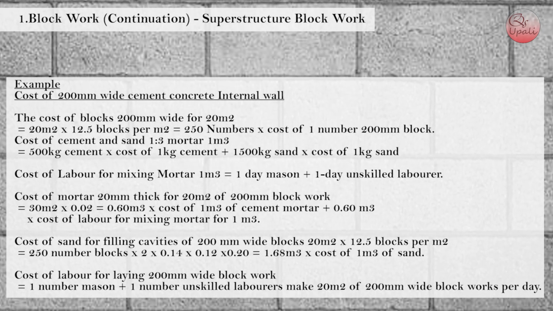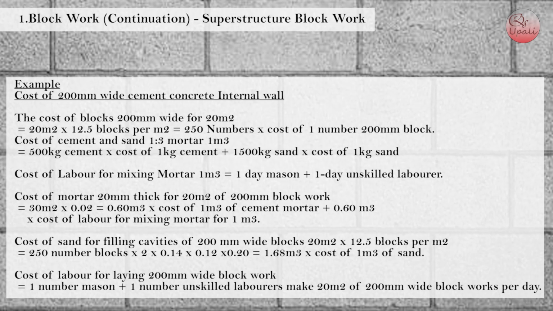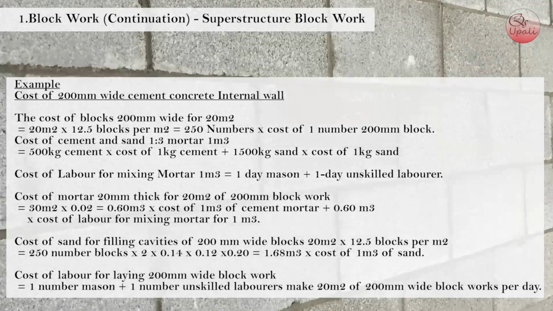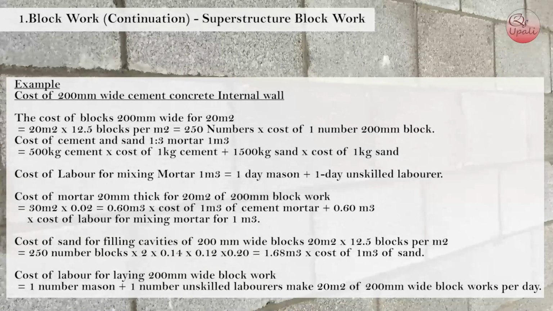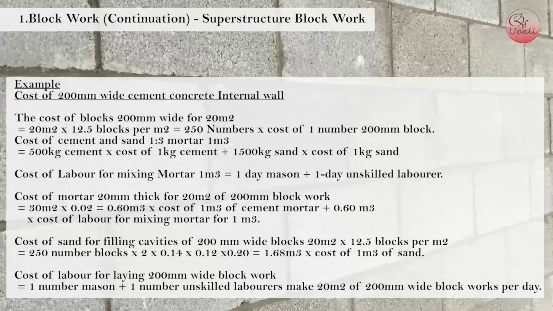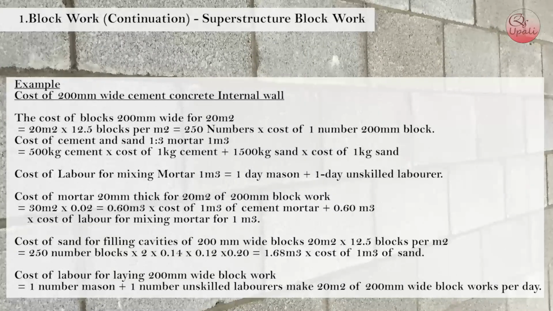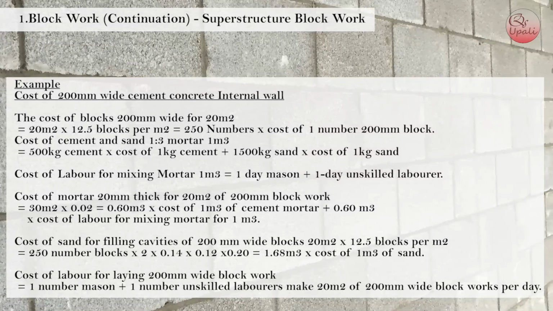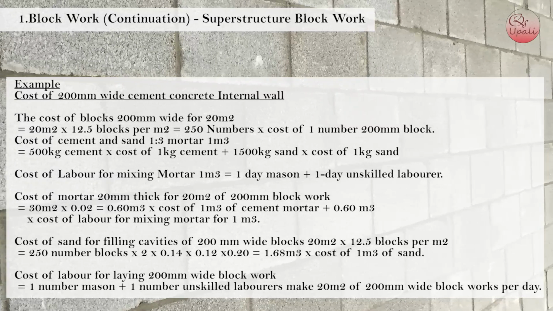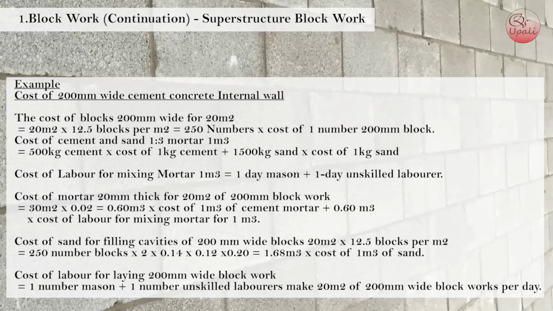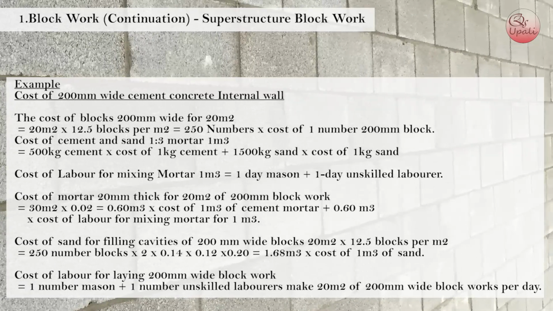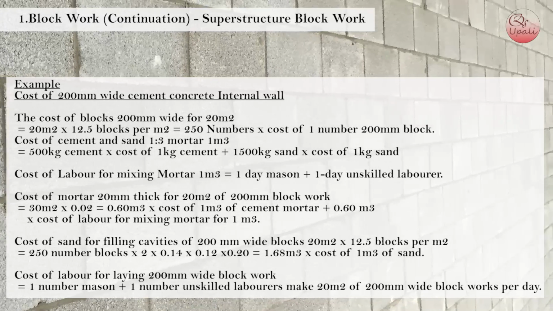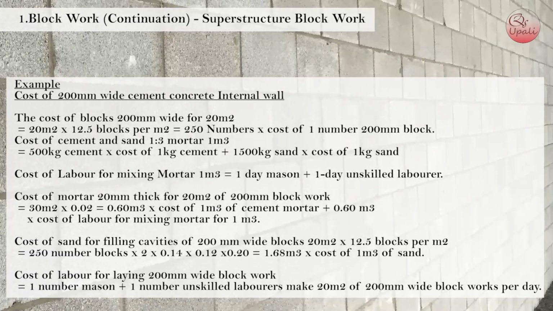Cost of sand for filling cavities of 200 mm wide blocks: 20 m² times 12.5 blocks per m² equals 250 blocks, times 2 into 0.14 into 0.12 into 0.2 equals 1.68 m³, times the cost of 1 m³ of sand. Cost of labor for laying 200 mm wide block work equals 1 mason plus 1 unskilled laborer, who make 20 m² of 200 mm wide block work per day.